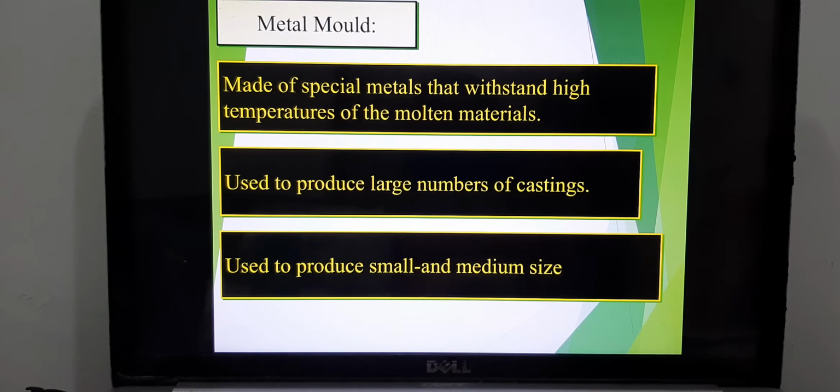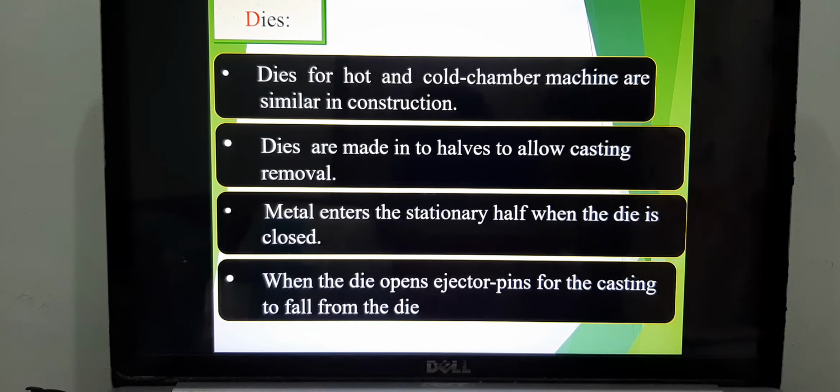So what is a metal mold? Metal molds are made of special metals that withstand high temperatures of the molten material. It's used to produce a large number of castings, and is used to produce small and medium size castings. So what is a die? A die is a metal mold. Dies for hot and cold chamber machines are similar in construction. Dies are made into two halves which allow casting removal.